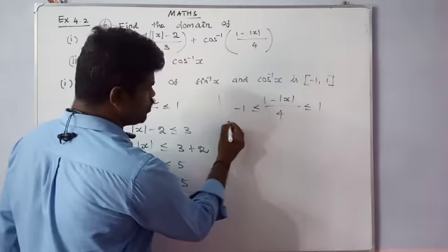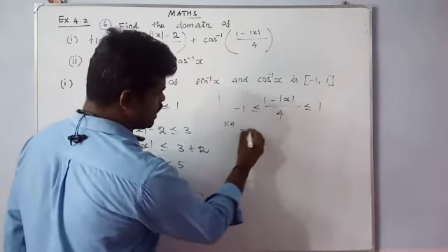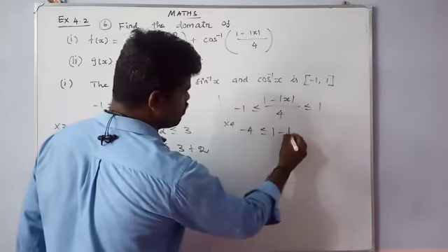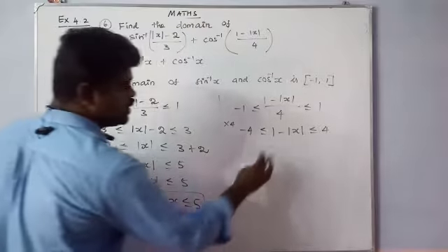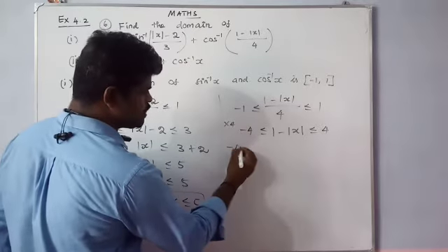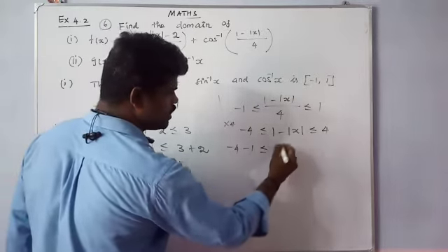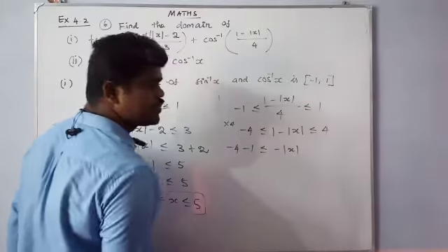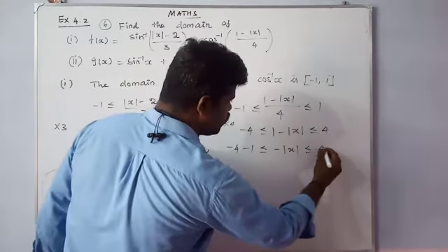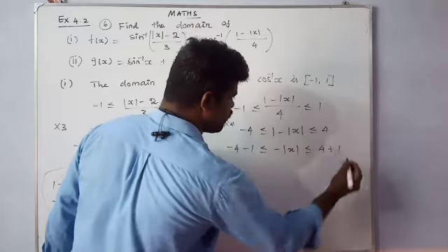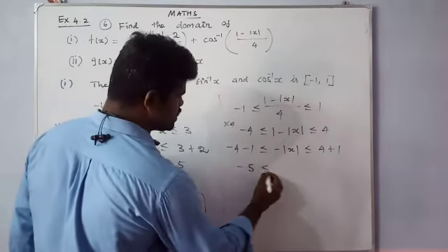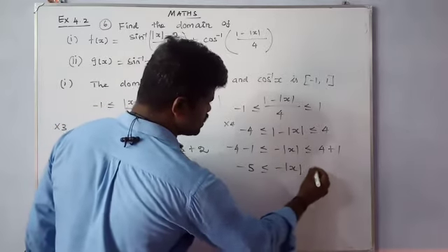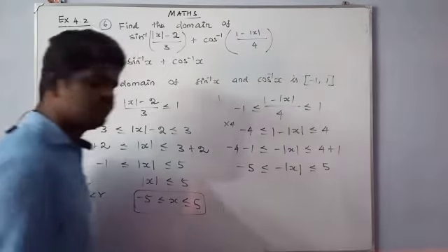Multiply 4 on both sides. So this is minus 4 less than or equal to 1 minus modulus x less than or equal to 4. Take 1 to this side: minus 4 minus 1 less than or equal to minus modulus x less than or equal to 4, this 1 must be plus 1. So here, minus 5 less than or equal to minus modulus x less than or equal to plus 5.